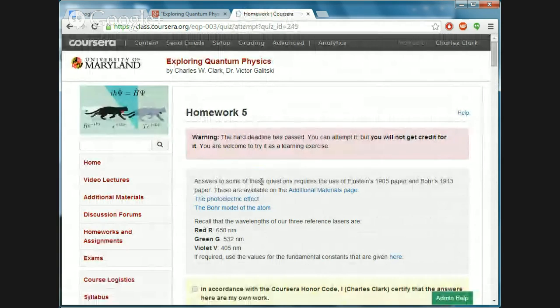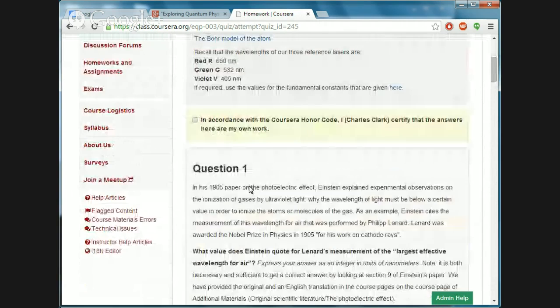Oh yeah, answers to some of these questions require the use of Einstein's 1905 paper and Bohr's 1913 paper. In order to answer these questions, you had to read those papers. Google will not reveal the answers to these questions. I assure you of that.